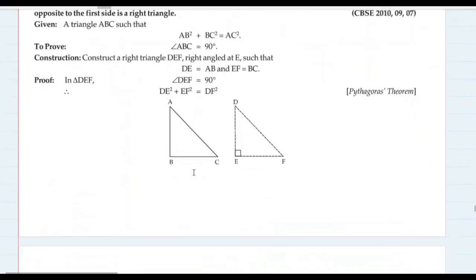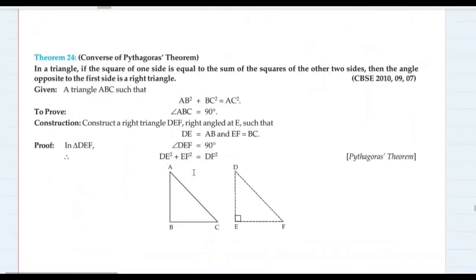Now let's go to the next proof, which is the converse of Pythagoras theorem. So what is the converse of Pythagoras theorem? It says that in a triangle, if the square of one side is equal to the sum of the squares of the other two sides, then the angle opposite to the first side is the right angle. Suppose it's given in a triangle ABC that AB square plus BC square is equal to AC square. Then the angle opposite to AC, that is angle ABC, is 90. That you have to prove.